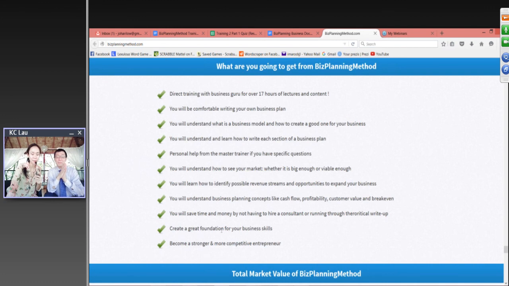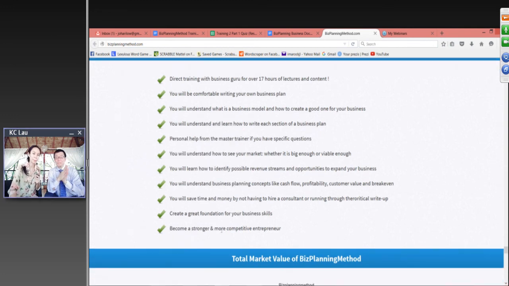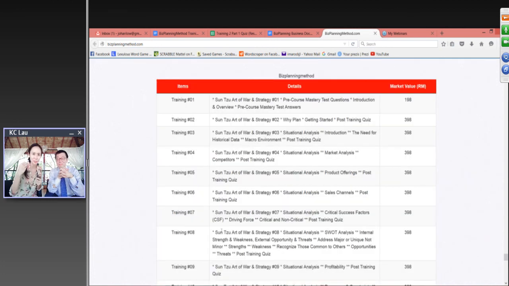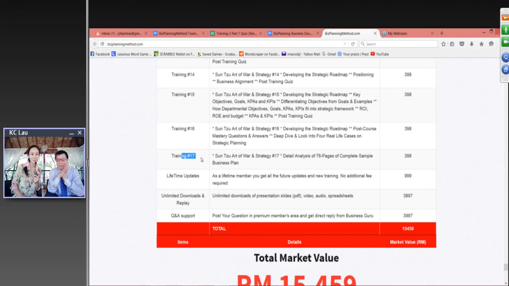So for the total market value of this planning method, I've done the figures. If we were to train and charge this part by part, you add up all the training modules, because one training module is not 1 hour, it is a few hours and very detailed. We also design quizzes for you, and after the quiz session, Mr. Low analyzes the quiz and goes through the questions and answers. Where can you find that? In this planning method. And of course, paid premium students will have lifetime updates.